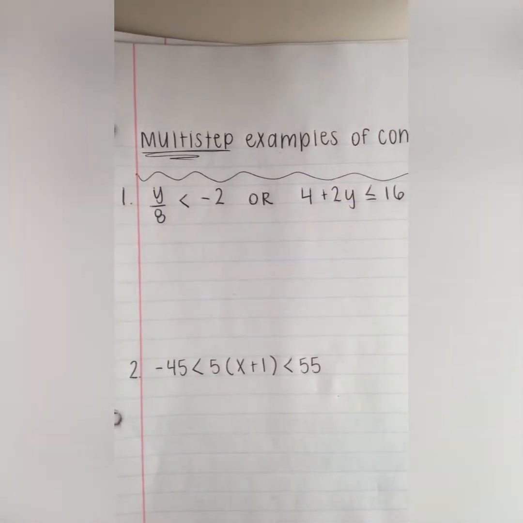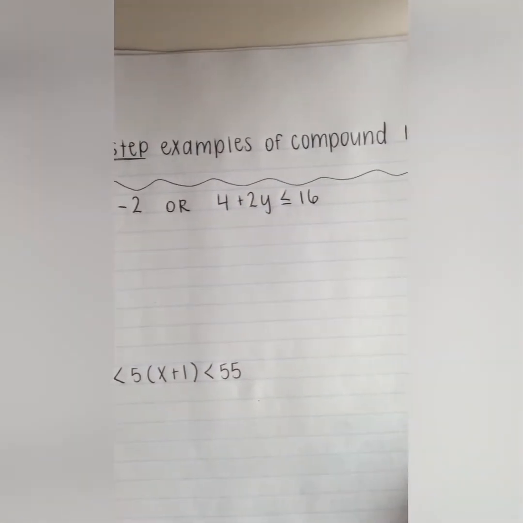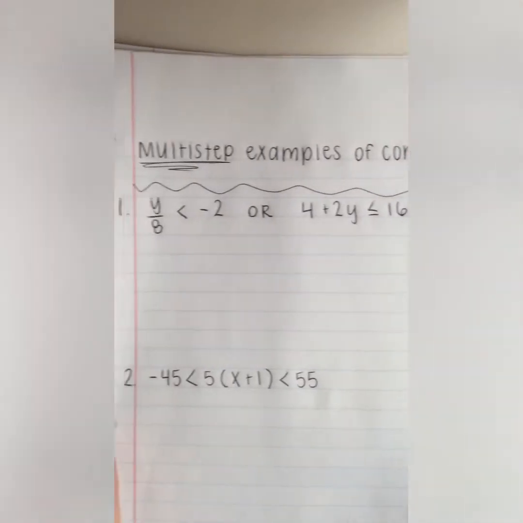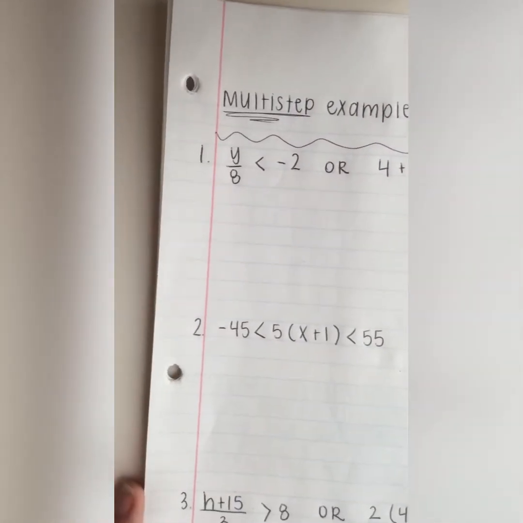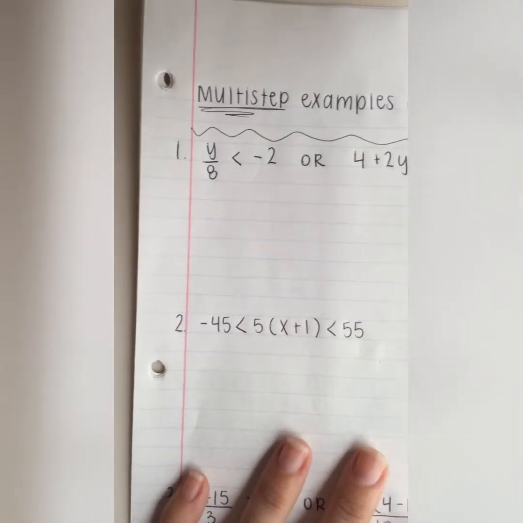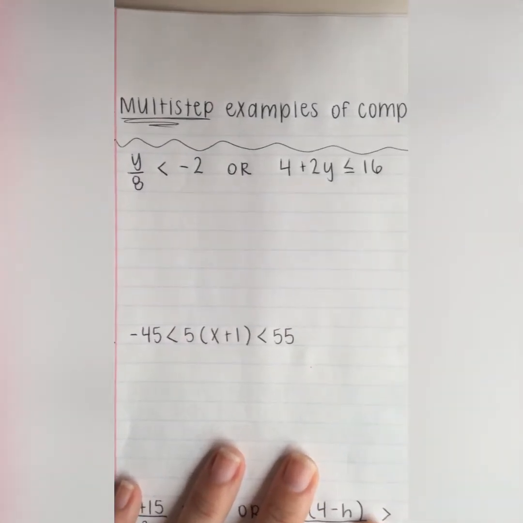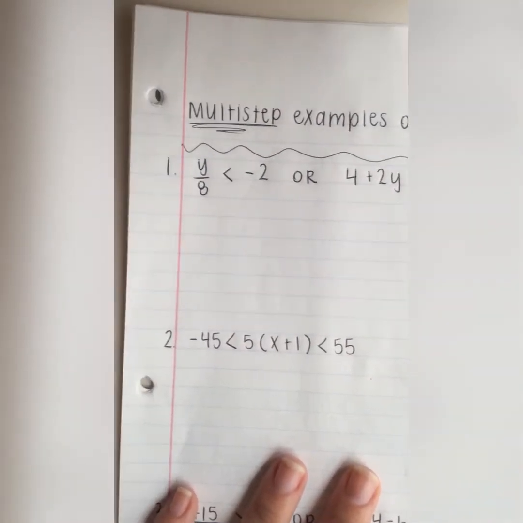Alright guys, for today we're going to go over a couple more multi-step examples of compound inequalities. Okay, so for this first one we have y divided by 8 is less than negative 2, or 4 plus 2y is less than or equal to 16.